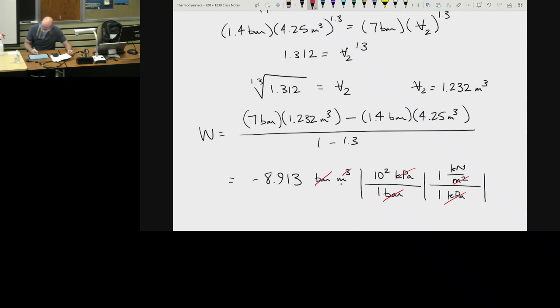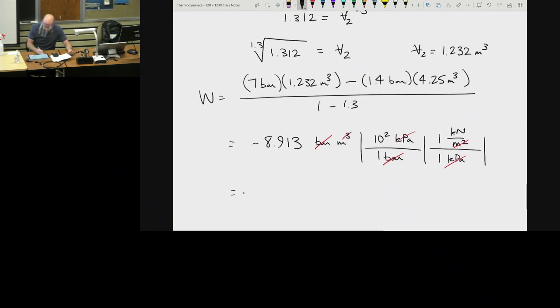We get this. We have kilonewton times a meter, which is a kilojoule, which is exactly what I want. So I basically take this number times 100, and my answer is 891.3 kilojoules. That's my final answer. So again, if I wanted to put this in sentence form, I would say the surroundings, or this process requires 891.3 kilojoules to complete.